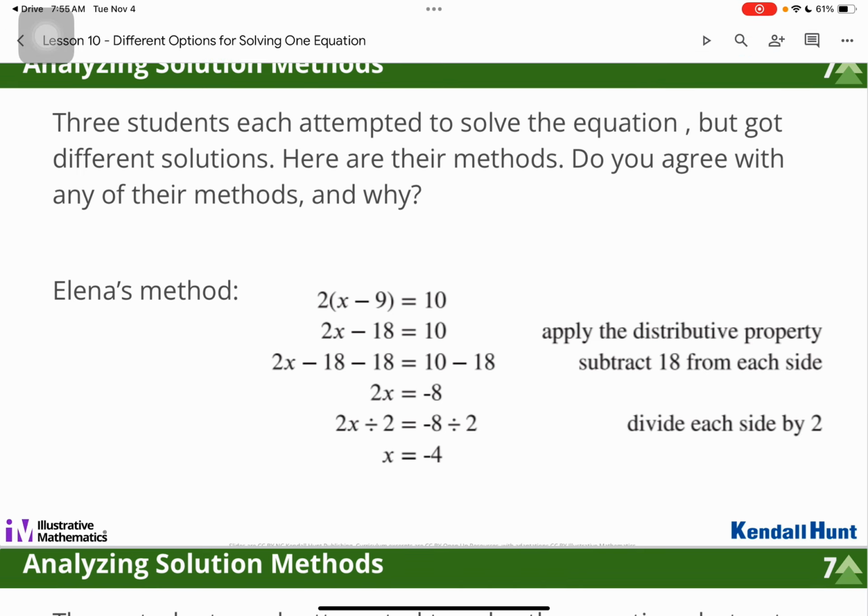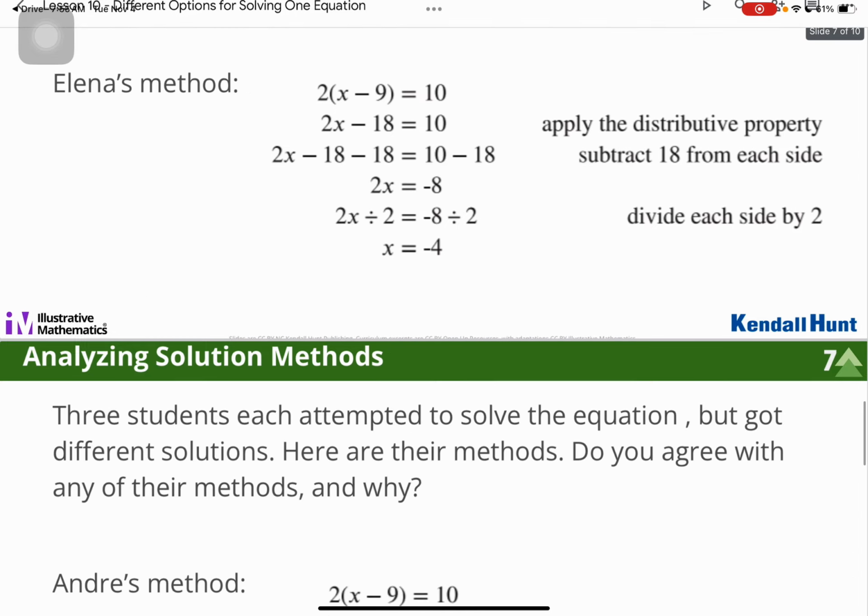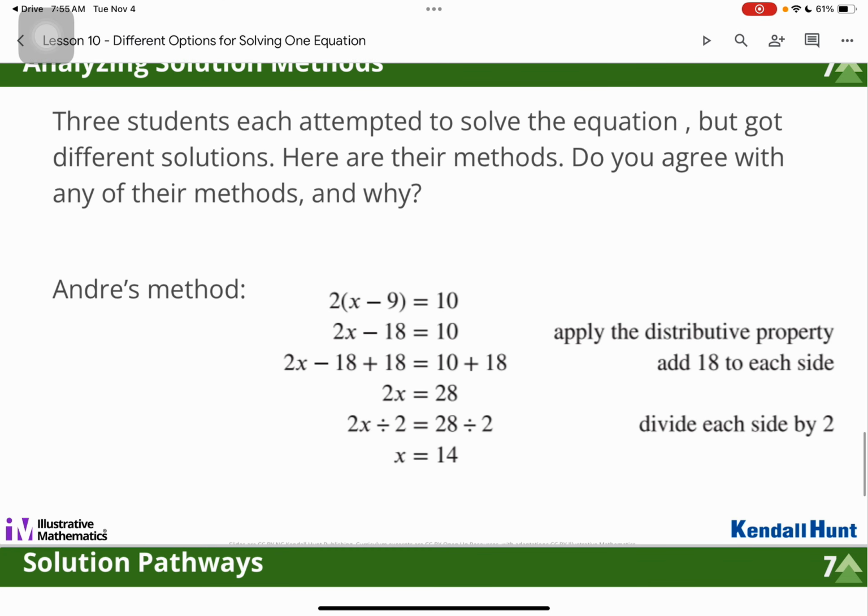This is Elena's method. Take a moment now to pause the video and share. Do you agree with any of their methods? Did they get the correct answer? Did they make any mistakes? Here is the last method. This is Andre's method. Did he get the correct answer? What do you think? Did he make any mistakes? Do you agree with his method? Pause the video now and share.